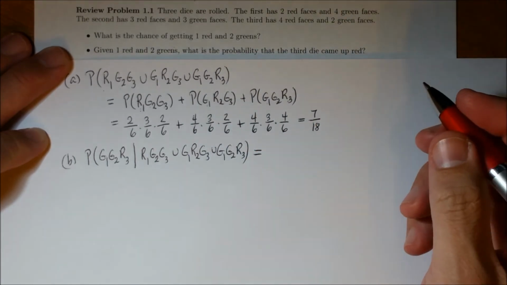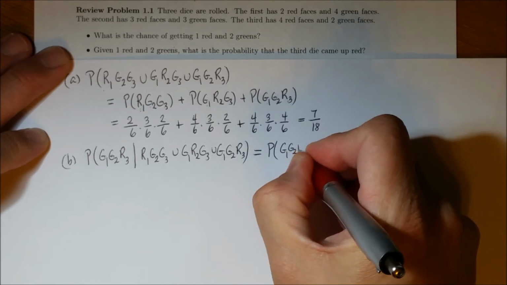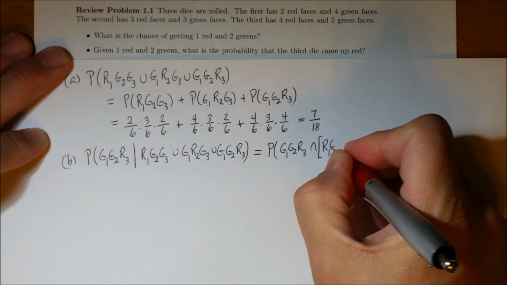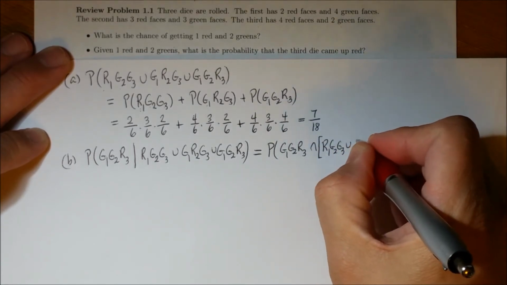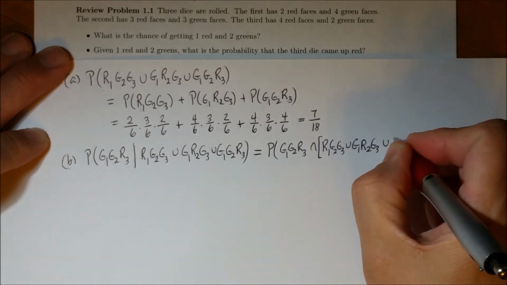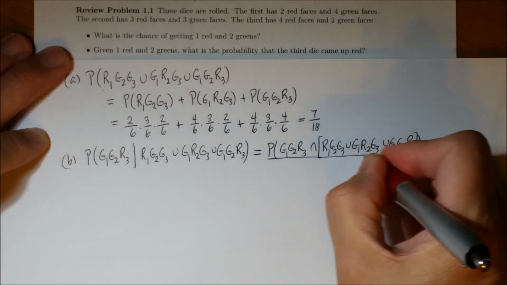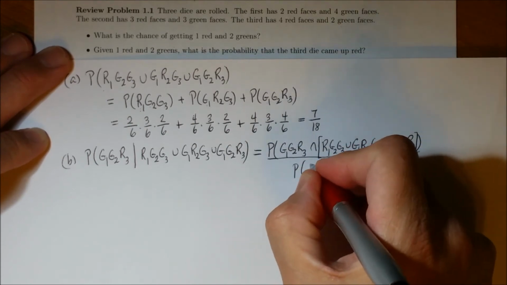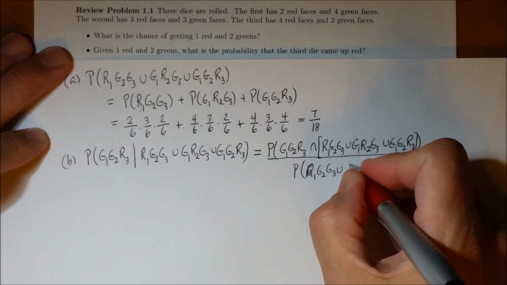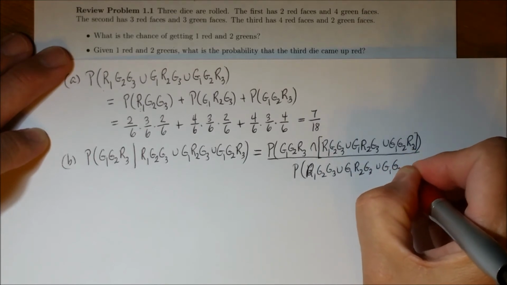Okay, by the definition of conditional probability, that's the probability of the intersection of these 2 events. So the first event intersected with the second event, divided by the probability of the second event. Green 1, red 2, green 3, and green 1, green 2, red 3.